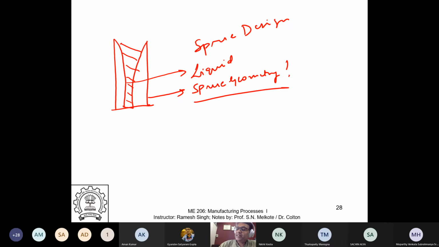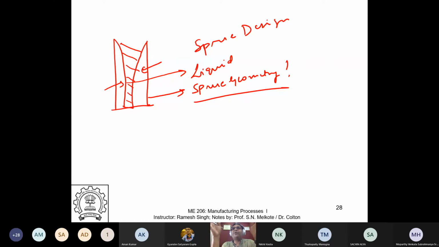Now if you look at it, this area right here, and this area right here, what will happen in this area? Air bubble. Yeah, air will come because there is nothing there, right?